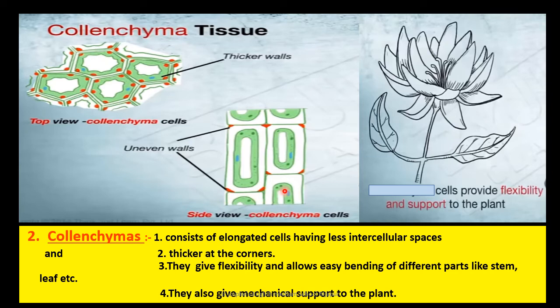They give flexibility and allow easy bending of different parts of the plant like the stem or leaf region, as they are present in the leaf and stem. This collenchyma provides flexibility to the leaf and the stem, so they can easily bend without breaking. They also give mechanical support to the plant.